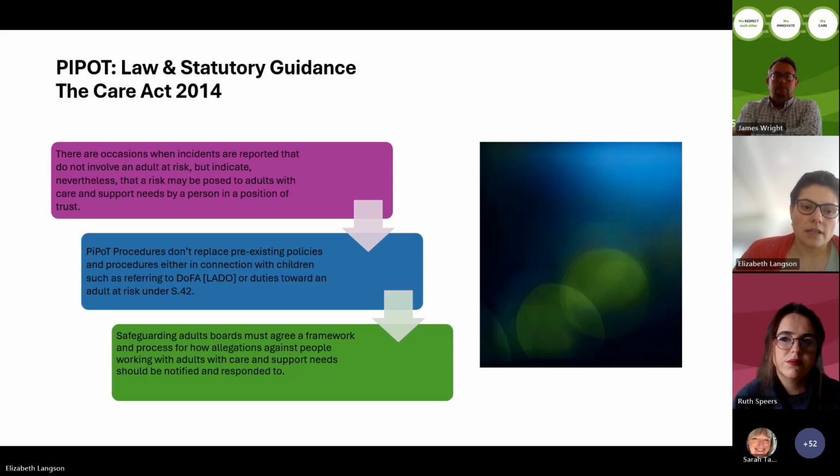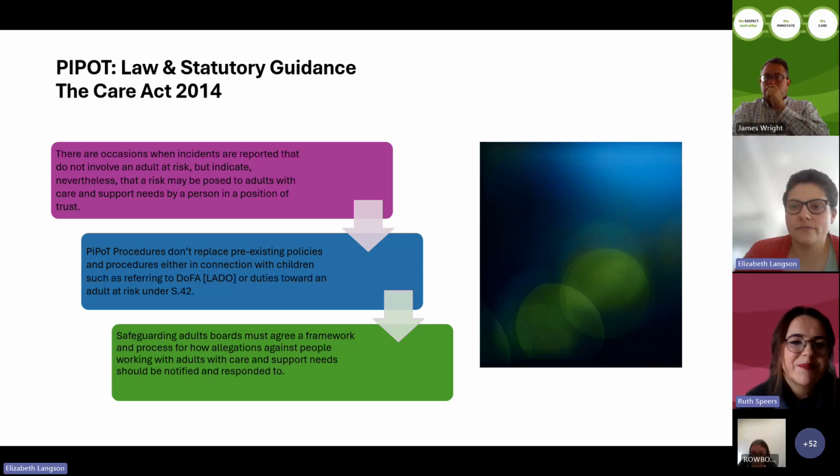So, some basics there really, and things that most people do know, but it's always good to have a little refresh and come back to them in that sort of format. So I'm going to hand over to Ruth, and Ruth's going to talk to us about PIPOT, the law, the statutory guidance, and how those professional boundaries then link to this.